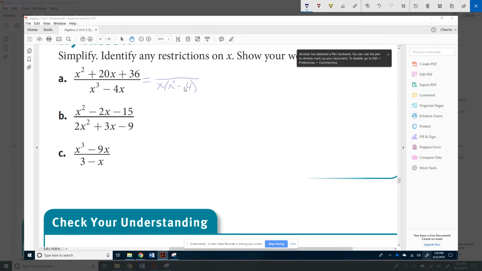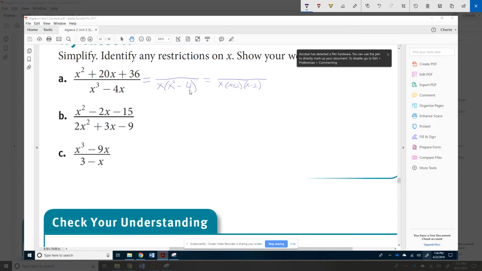Again, I recognize that this is the difference of two squares. So this can factor again. This becomes x plus 2 times x minus 2. If you don't understand how I got from here to here, then you need to go to YouTube and Google factoring difference of two squares, because we've done it many, many times this school year, and I'm sure that you can find a video to help you understand how to factor the difference of two squares.